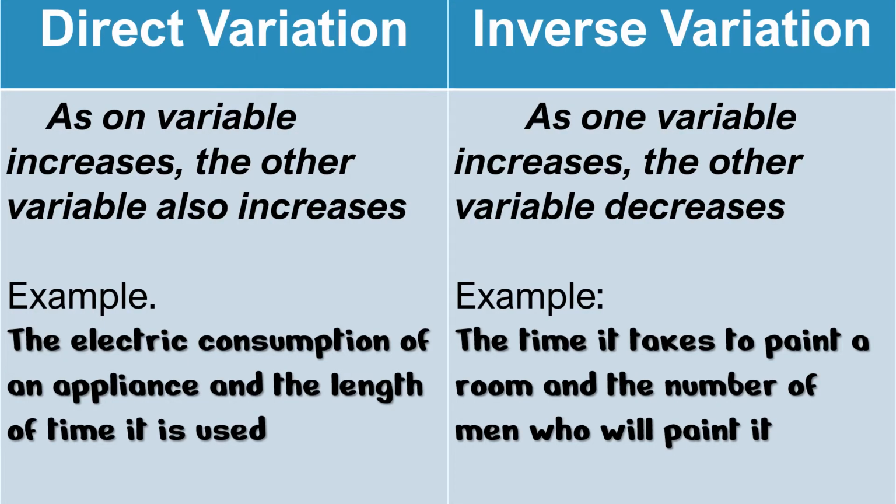So, let's see now the difference of direct variation and inverse variation. When you say direct variation, as one variable increases, the other variable will also increase. So you see the word increase and increase. So if your variable y increases, the variable x will also increase.